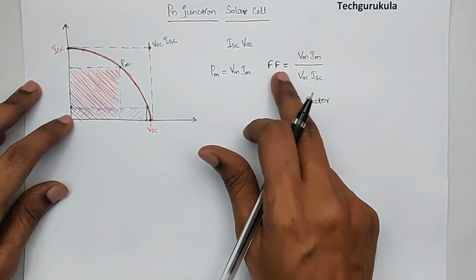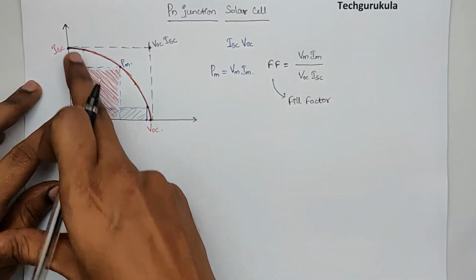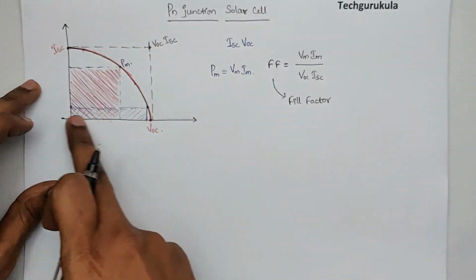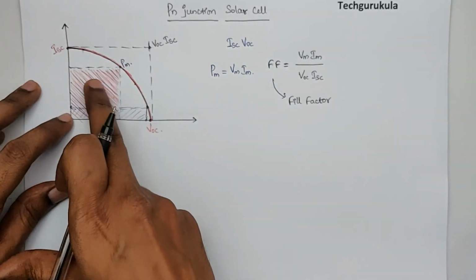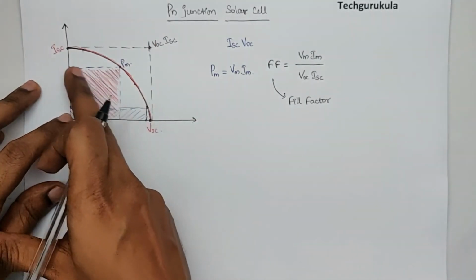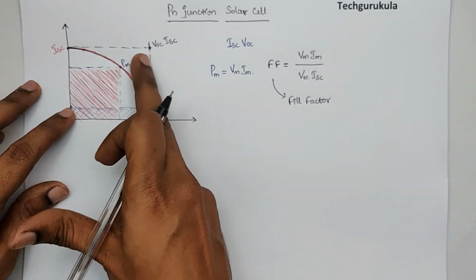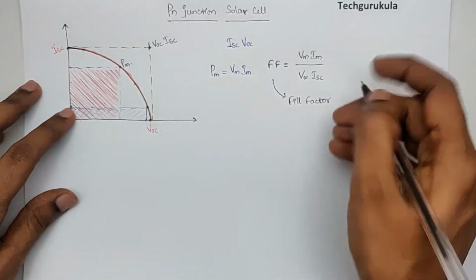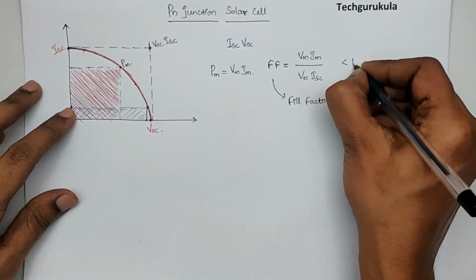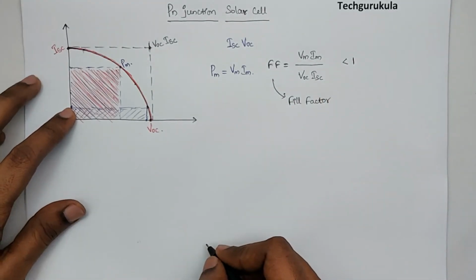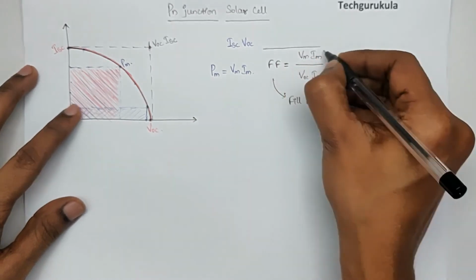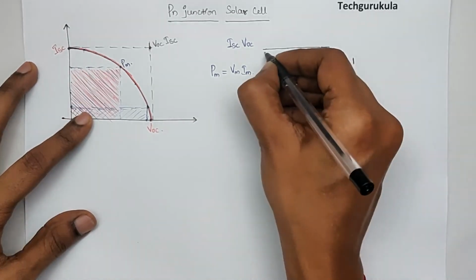You can think of this quantity as how much portion of this rectangle is actually filled with this one. So in fact, obviously this rectangle area will always be less than this rectangle area, which means this quantity is going to be always less than 1. So this is a very important expression or definition.